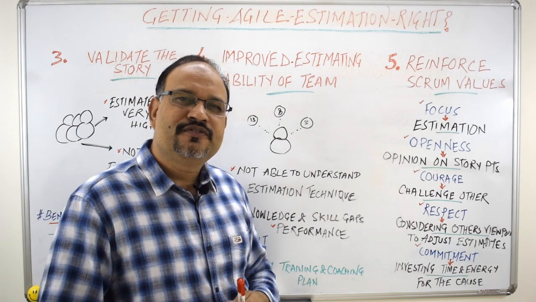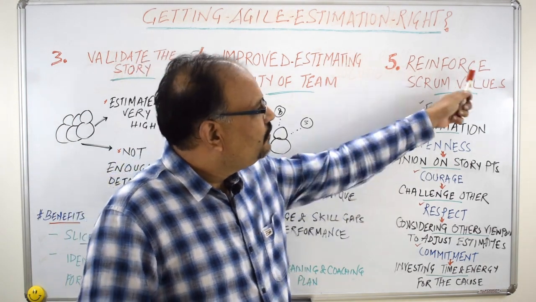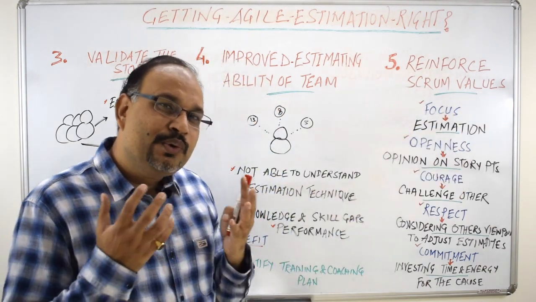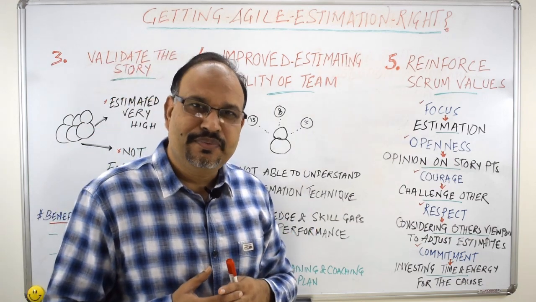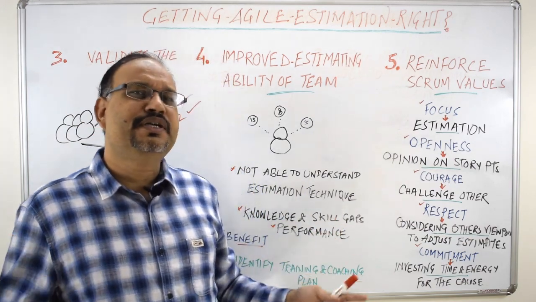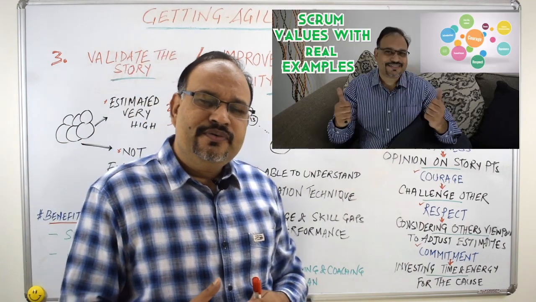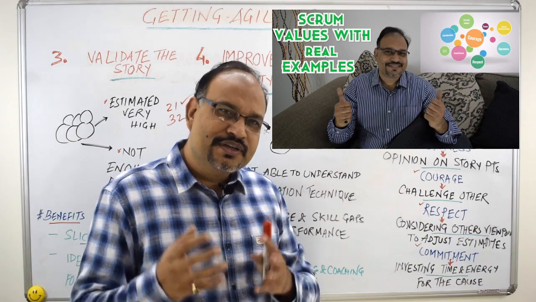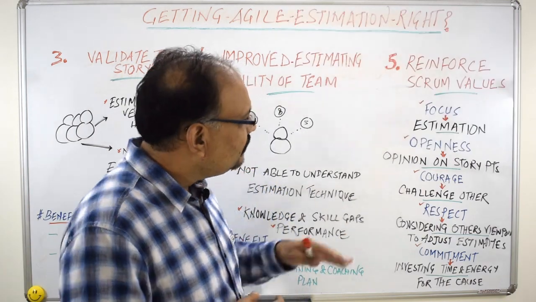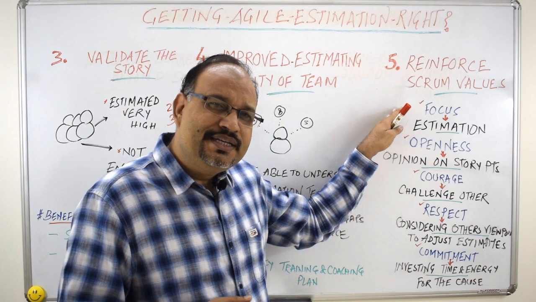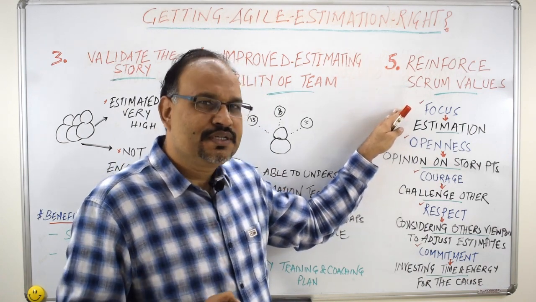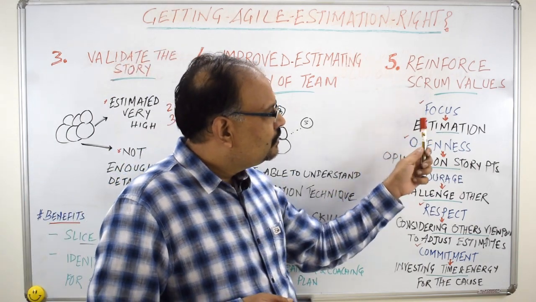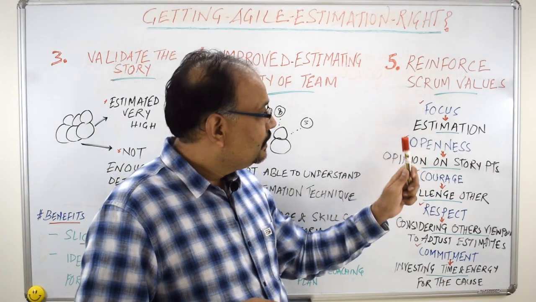The fifth aspect of story point estimation is to reinforce the Scrum values. Scrum values tell you how to act and behave as part of the Scrum team. They should be lived throughout the sprint journey. There is a separate video which I recorded on Scrum values with some specific examples. You can refer to that for details. Story point estimation provides a special opportunity to reinforce the Scrum values.